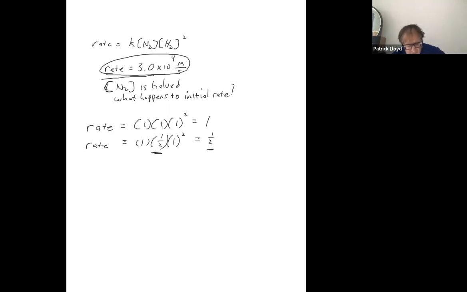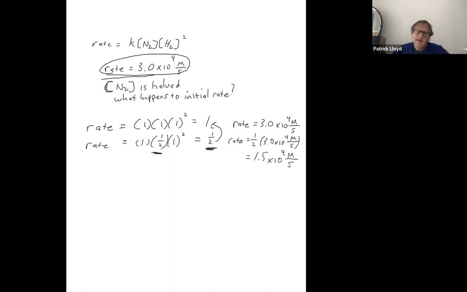So now, if the rate over here was 3 times 10, and actually, I'm sorry, it was 3.0. I just want to make sure we get the significant figures. If the rate is 3.0 times 10 to the 4 molarity per second, and now we're saying the rate is half of what it initially was, well, the rate for this one would be 1/2 times 3.0 times 10 to the 4 molarity per second. So that would be 1.5 times 10 to the 4 molarity per second.